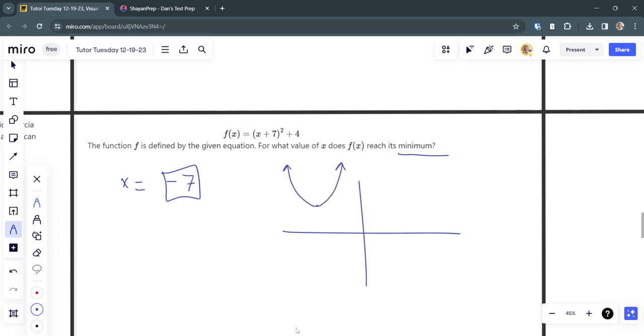Then it's actually going to be looking like this. In the vertex form, we can clearly see that the vertex here is at -7, 4. And it's asking for what value of x does it reach the minimum. Well, the minimum for a parabola is a vertex. So that's just going to be at the x value, -7. Let me write down the standard form of the vertex form of equation. A times x minus h squared plus k.